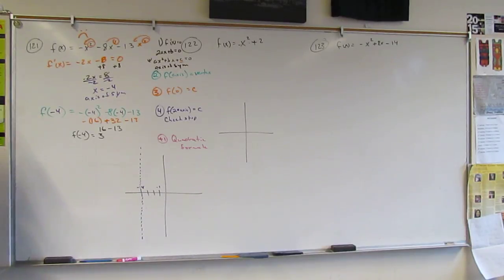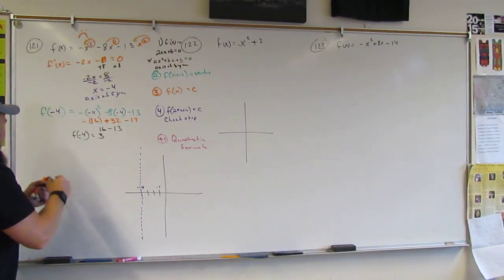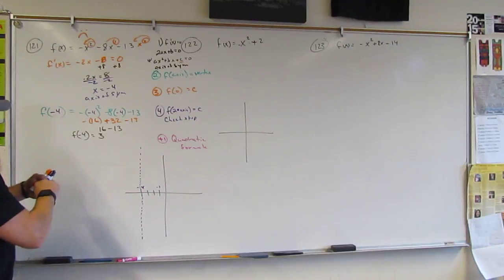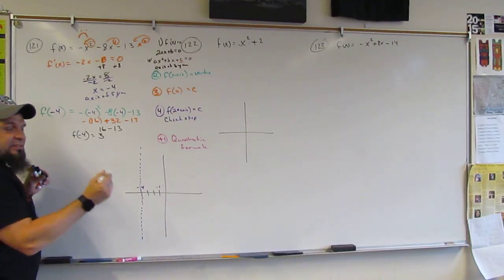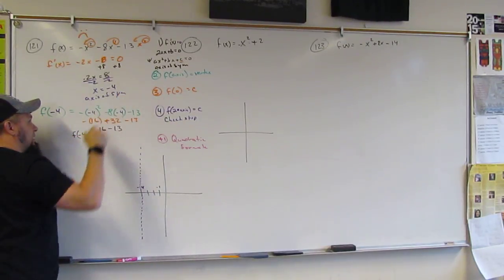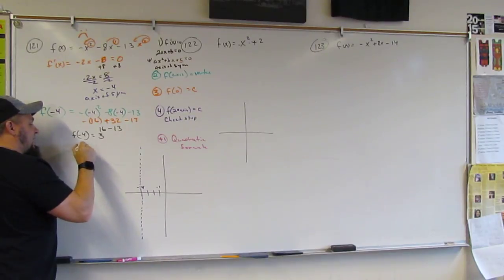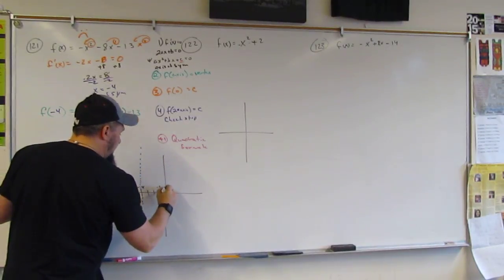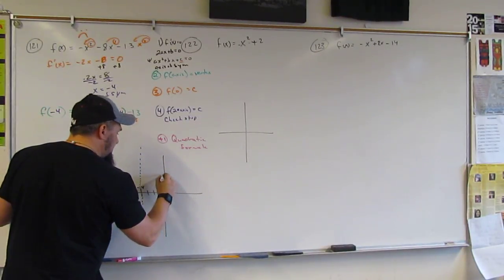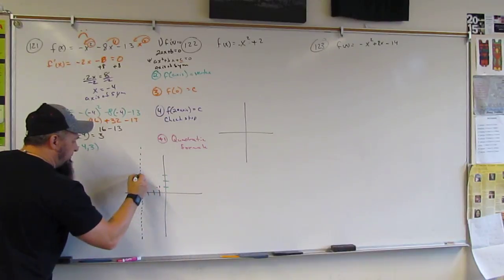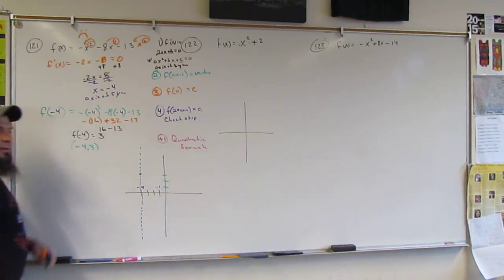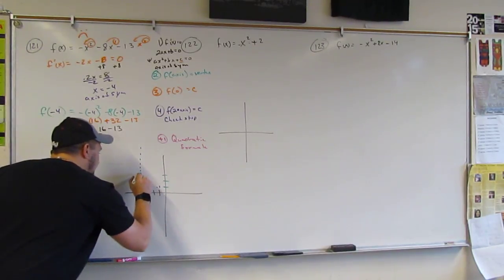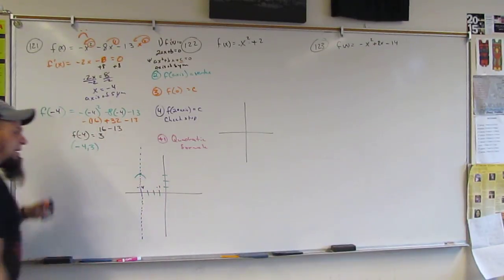Okay. So what that means is that I have a vertex at -4, 3. So at -4 and 1, 2, 3. And so I'm going to have this dot right here. And I know it's frowning, so it's going to look like this.